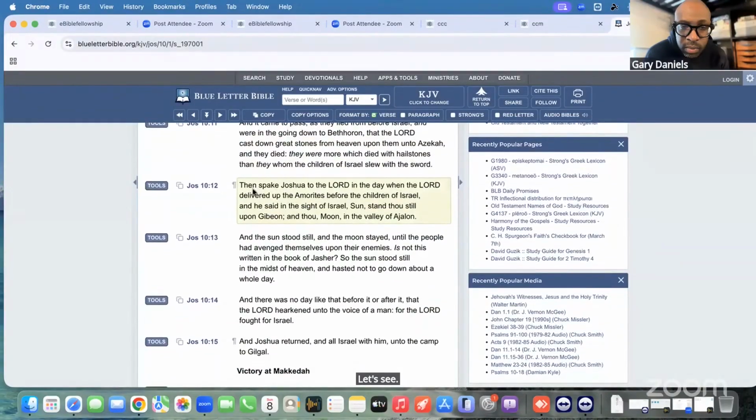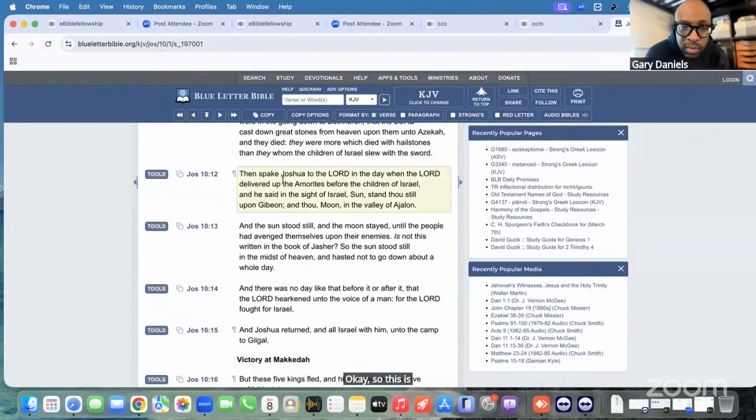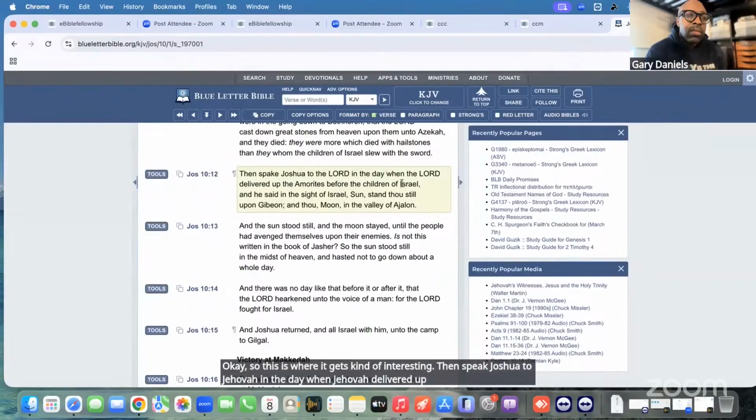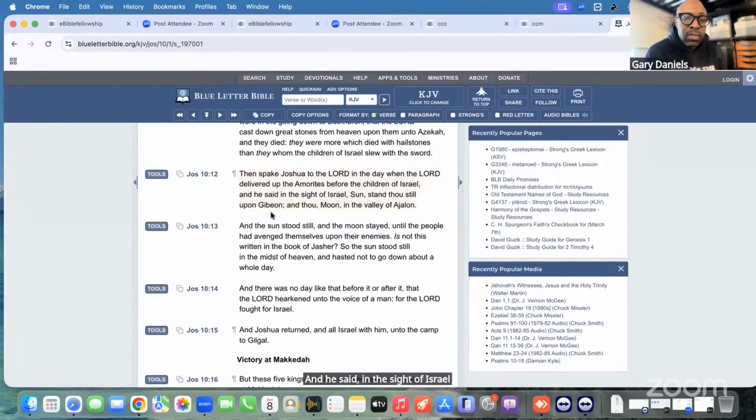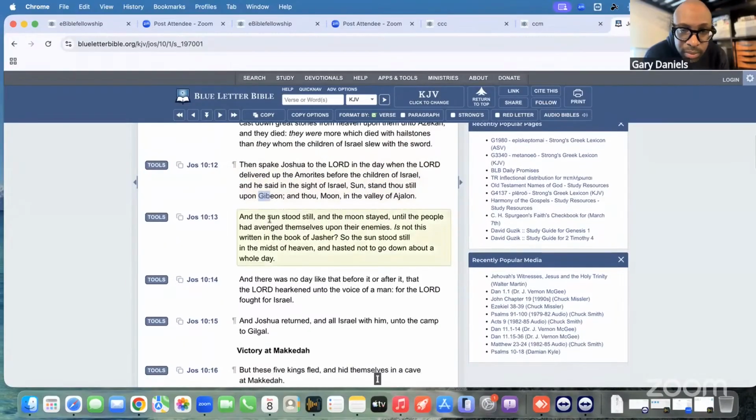Okay, so this is where it gets kind of interesting. Then spake Joshua to Jehovah in the day when Jehovah delivered up the Amorites before the children of Israel. And he said in the sight of Israel, Sun, stand thou still upon Gibeon, and thou moon in the valley of Ajalon. And the sun stood still, and the moon stayed, until the people had avenged themselves upon their enemies. Is not this written in the book of Jasher?